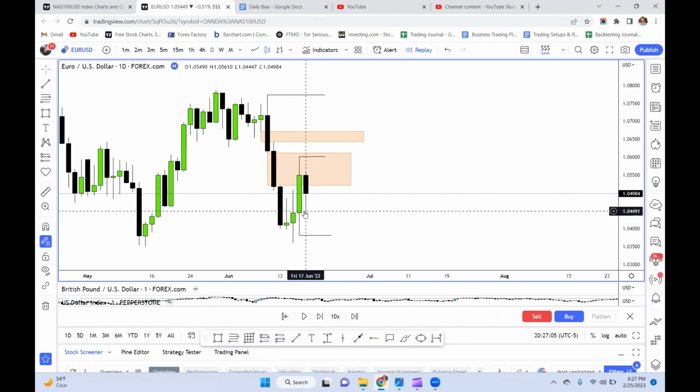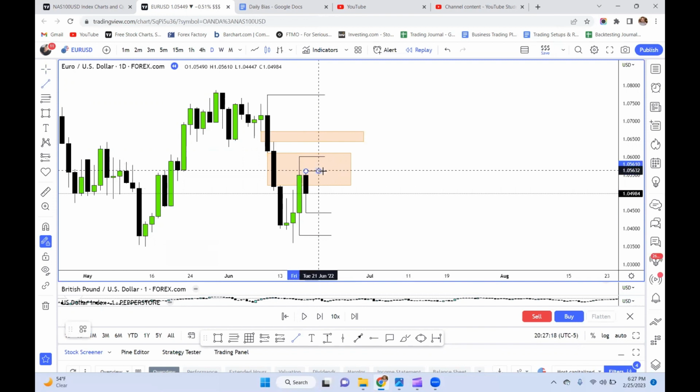Okay, it rallied down, and this is Friday. So this next day, Monday, we want to see it take out this wick still, and hopefully support here. You want to see this taken out as well.